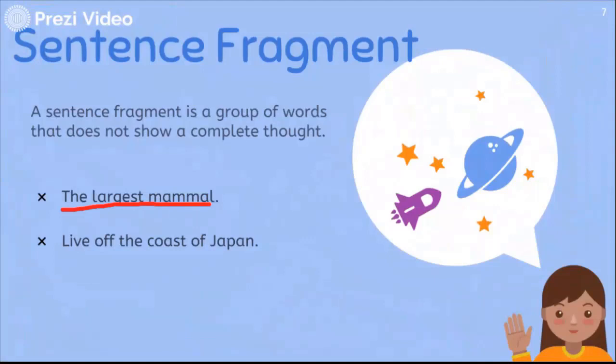So here I have the subject. I'm talking about the largest mammal. But what's wrong with the largest mammal? So this part is missing. That's why this is not a complete sentence, because it doesn't show a complete thought. Therefore, this is a fragment.